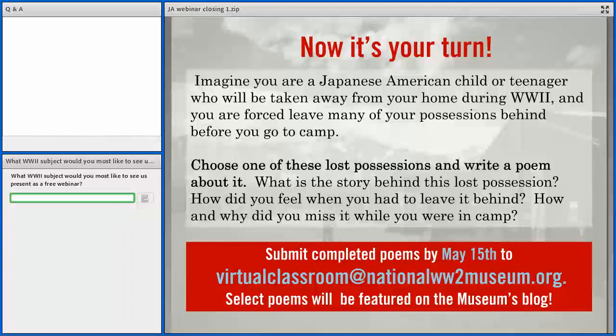Imagine you are a Japanese-American child or teenager who will be taken away from your home during World War II, and you are forced to leave many of your possessions behind before you go to camp. Choose one of these lost possessions and write a poem about it. What is the story behind this lost possession? How did it make you feel when you had left it behind? How and why did you miss it while you were in camp?